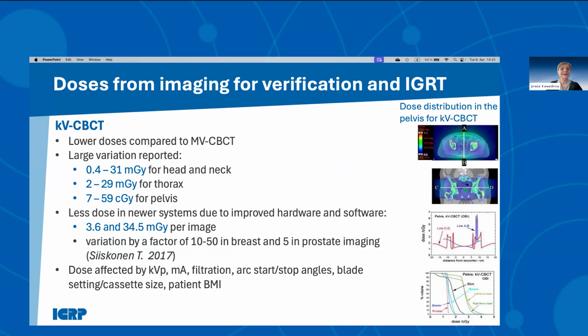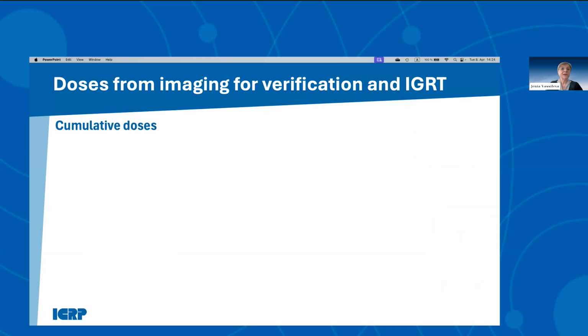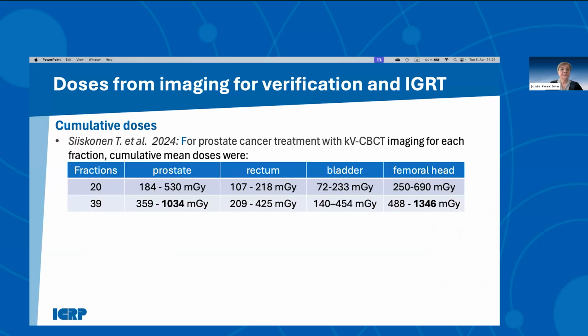here in milligrays, and less dose, of course, in the newer systems due to improved hardware and software, but still large variations have been reported, by a factor of 10 to 15 in breast and 5 in prostate imaging in a Finnish study. And this dose is affected by various factors of the protocols. So cumulative doses are of concern, as it has been said.